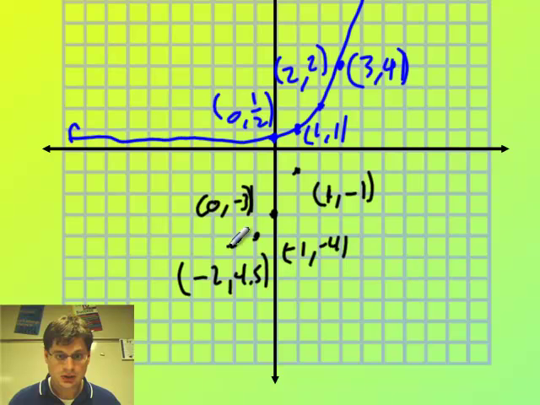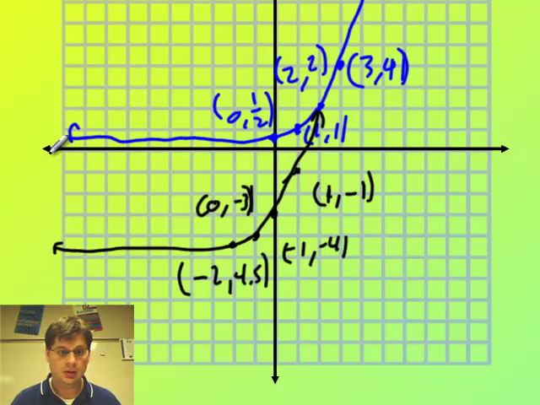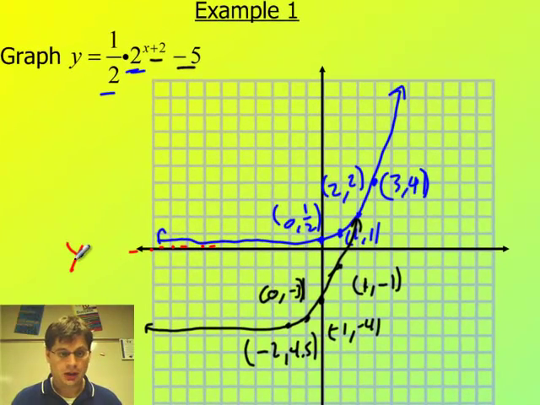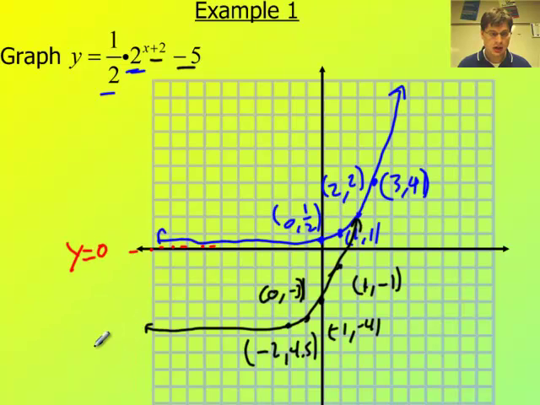And I would connect those points as best as I could. And then draw it this way, where my asymptote has gone down 5 units as well. Originally it was at y equals 0, so now it's at y equals -5. So it's down here. And that's a really terrible depiction of it, but that's the idea.